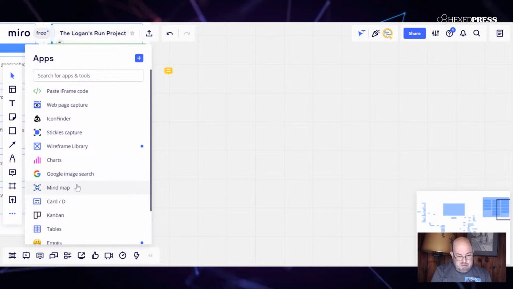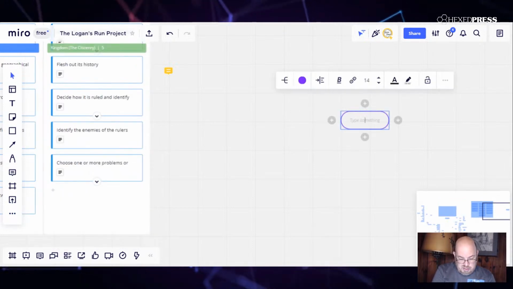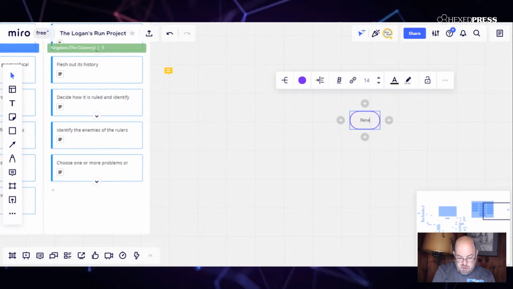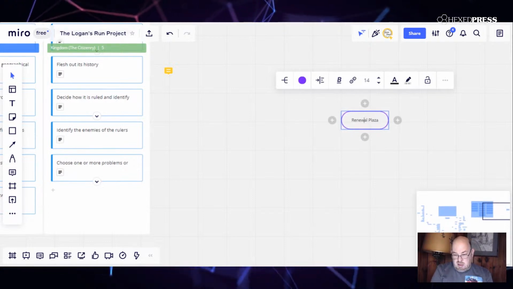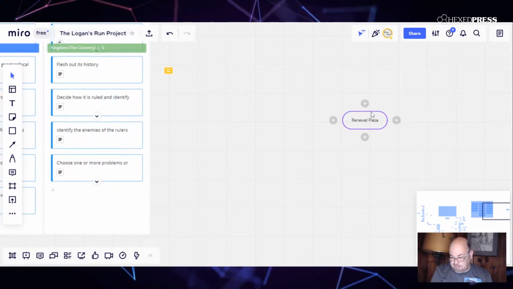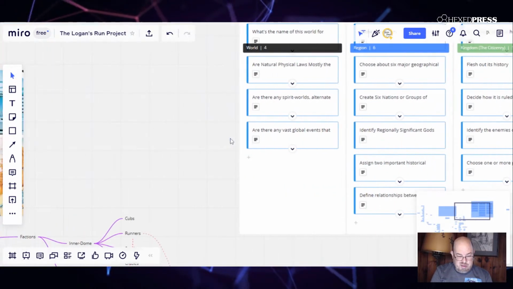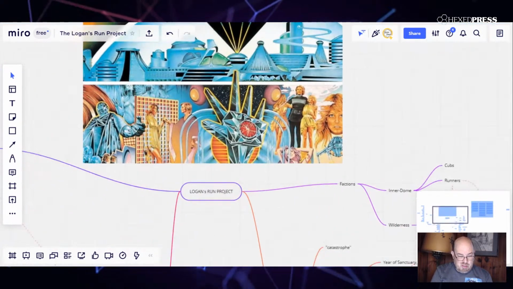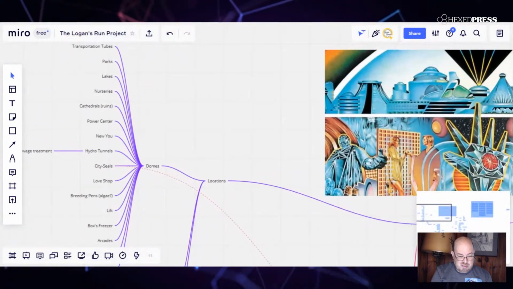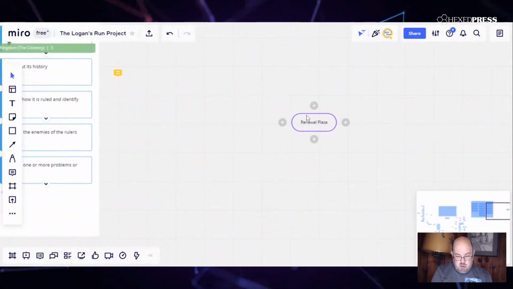I guess we'll go with the mind map. All right, mind map. So what do we call this? I'm just going to call it the Renewal Plaza. That's the center. Okay, we got the Renewal Plaza. Everything we're just assuming is connected by tubes. I could just copy and paste everything, because we came up with all these different locations. It seems like everything is kind of tubes.